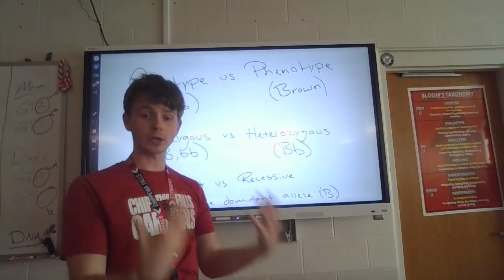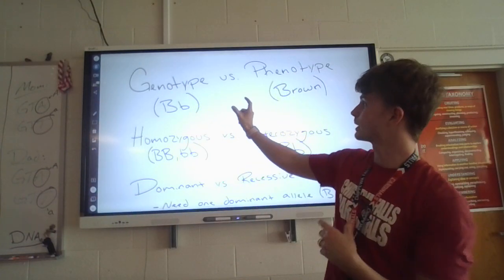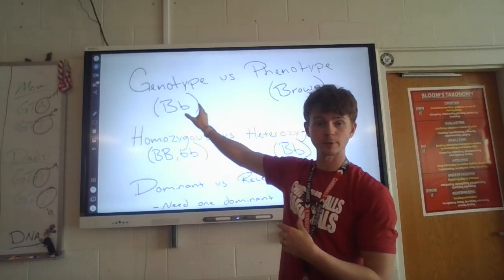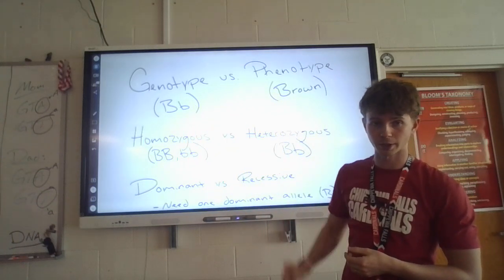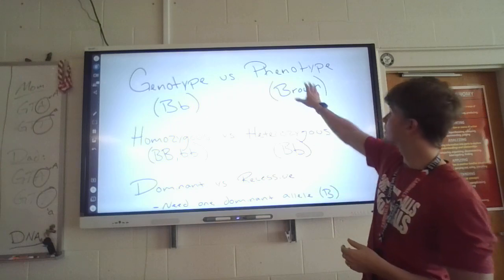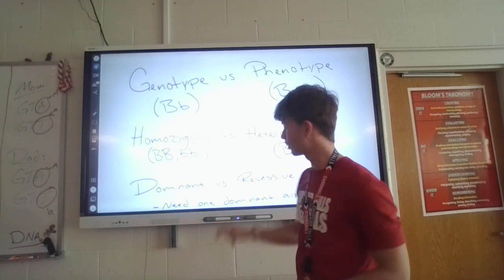Phenotype is how you look on the outside. Okay. So for example, big B, little b. I said someone who has a big B, little b for a specific gene, like hair color. If you have a big B, you're going to be having brown hair, okay? So phenotype is how you look. Genotype is your specific gene combo, your allele combo.